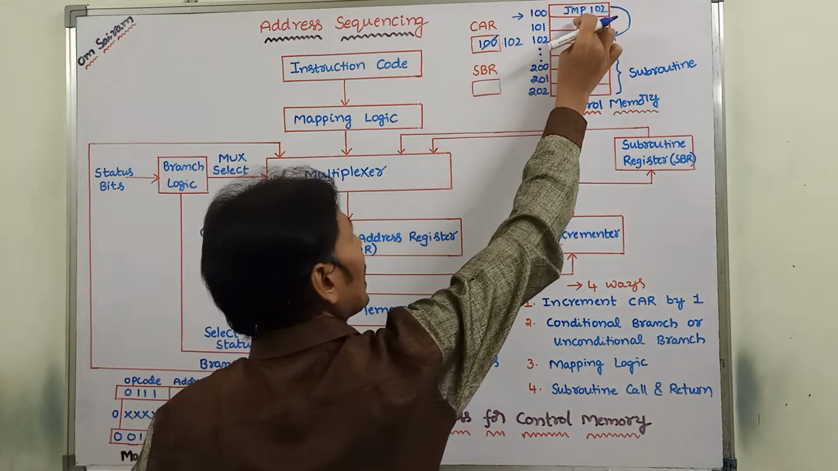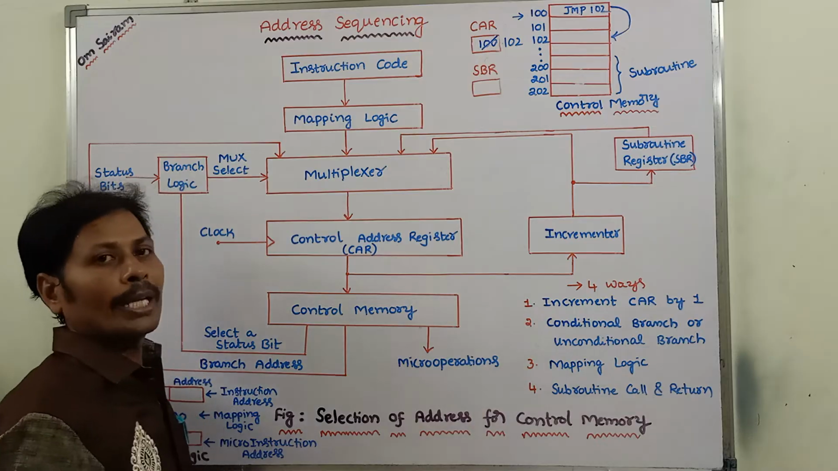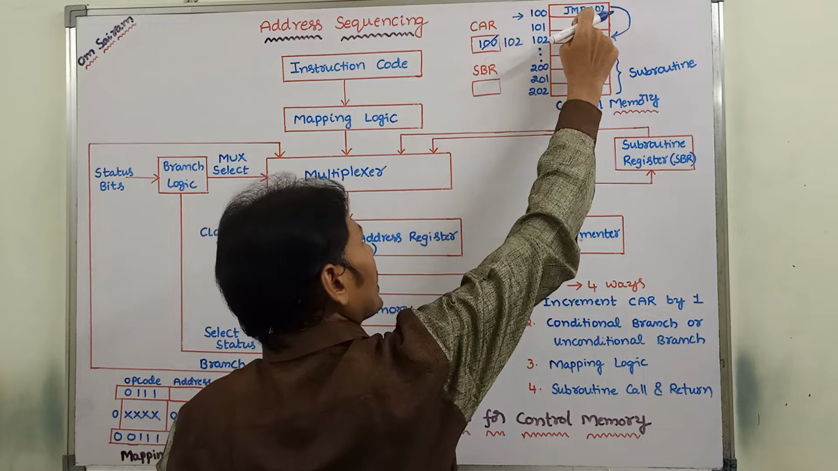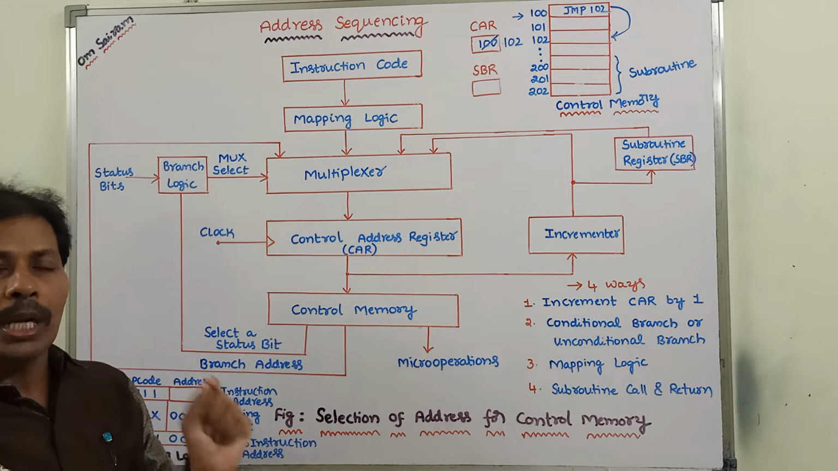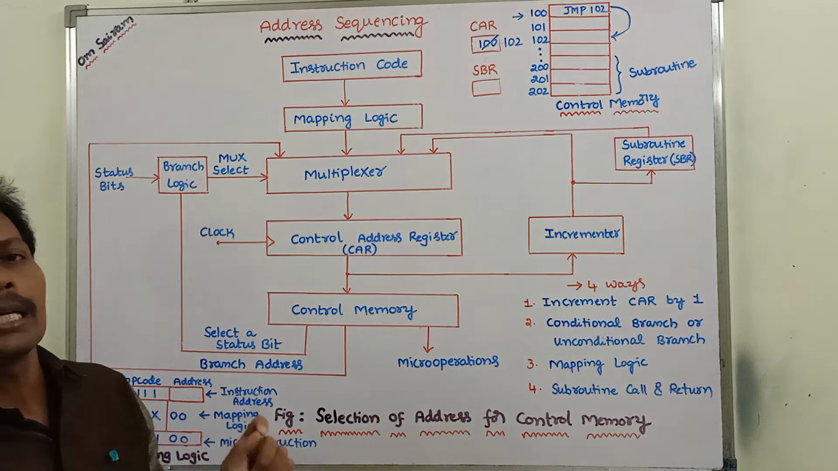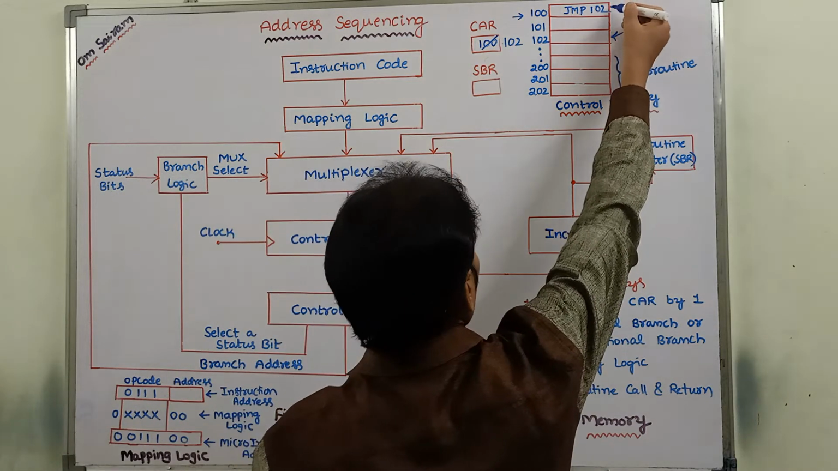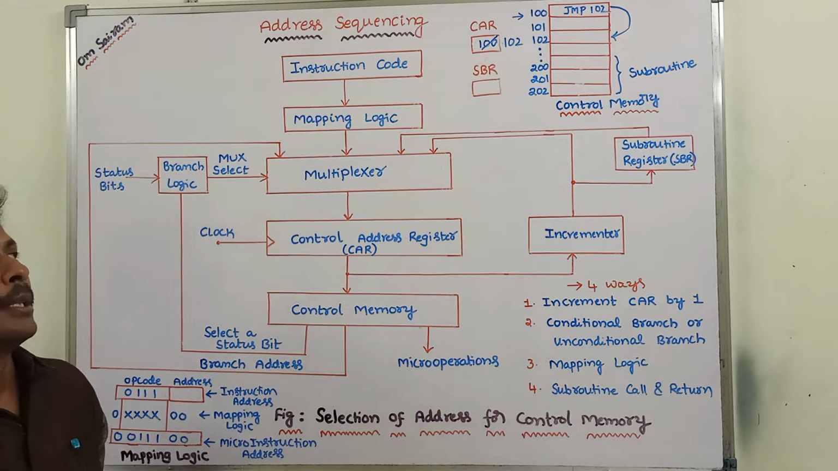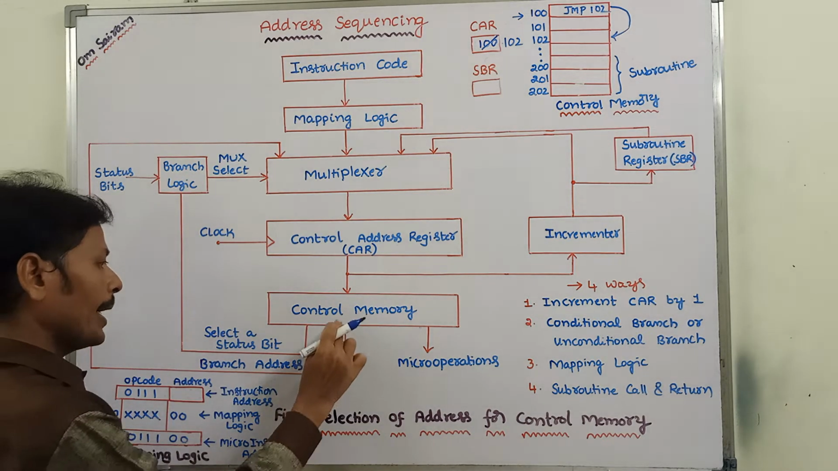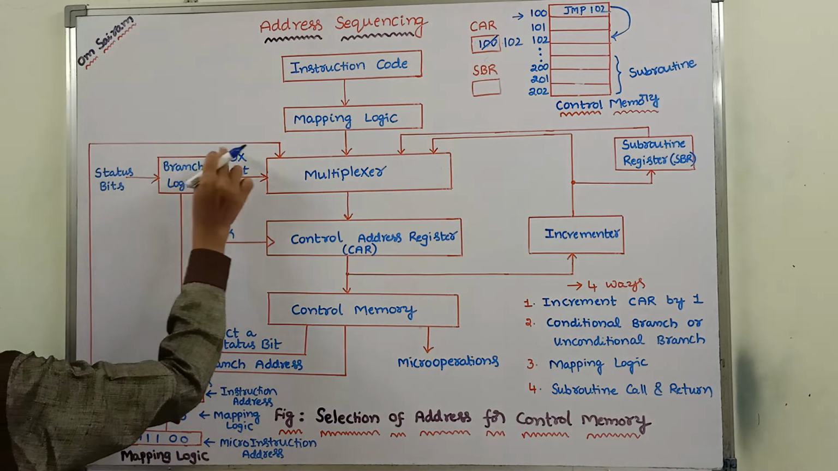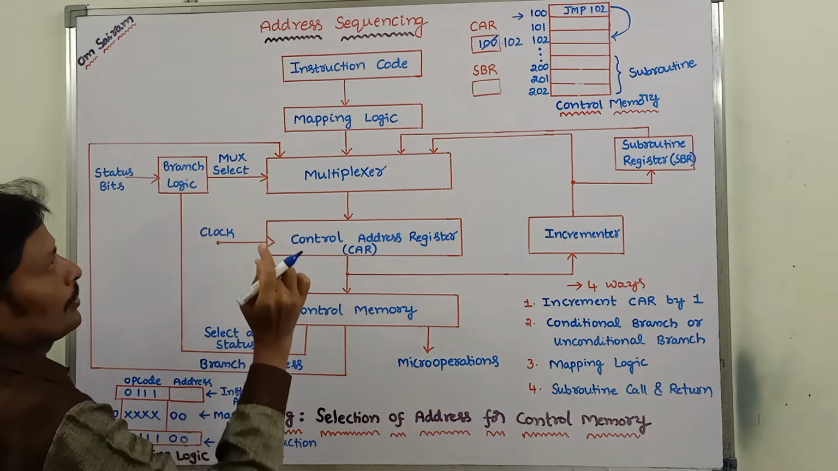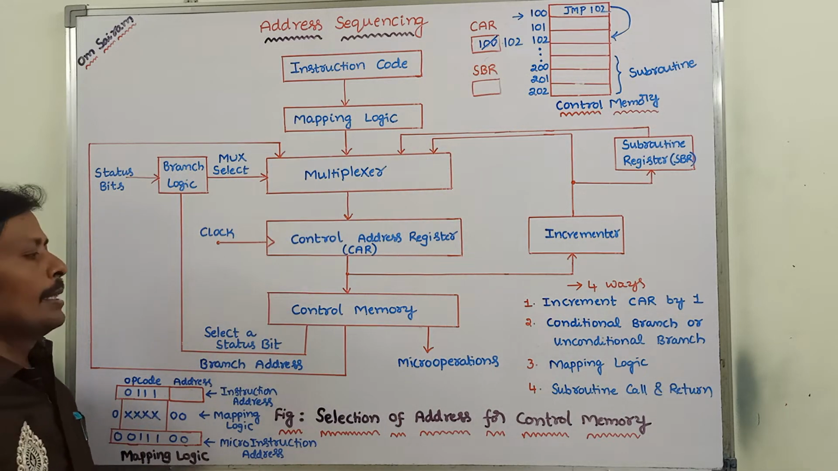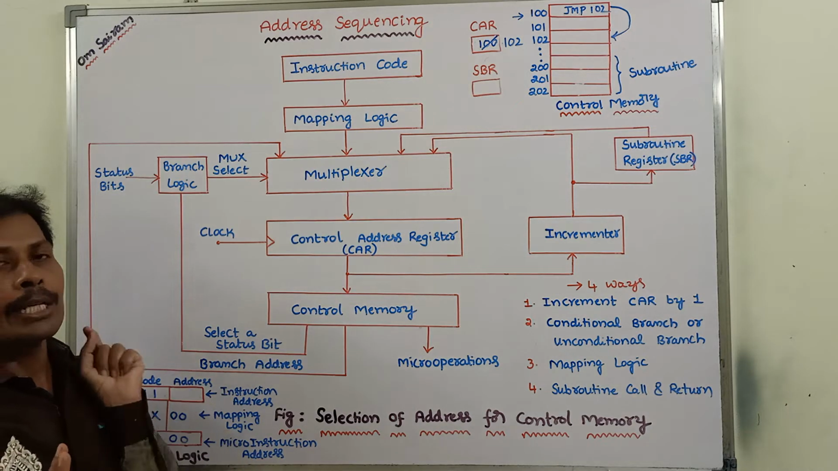It is available at the micro instruction address 100. Whenever we are executing this instruction, the program control can immediately transfer from this current micro instruction to the 102 micro instruction. That can be loaded into the control address register through the multiplexer. This is called an unconditional branch.